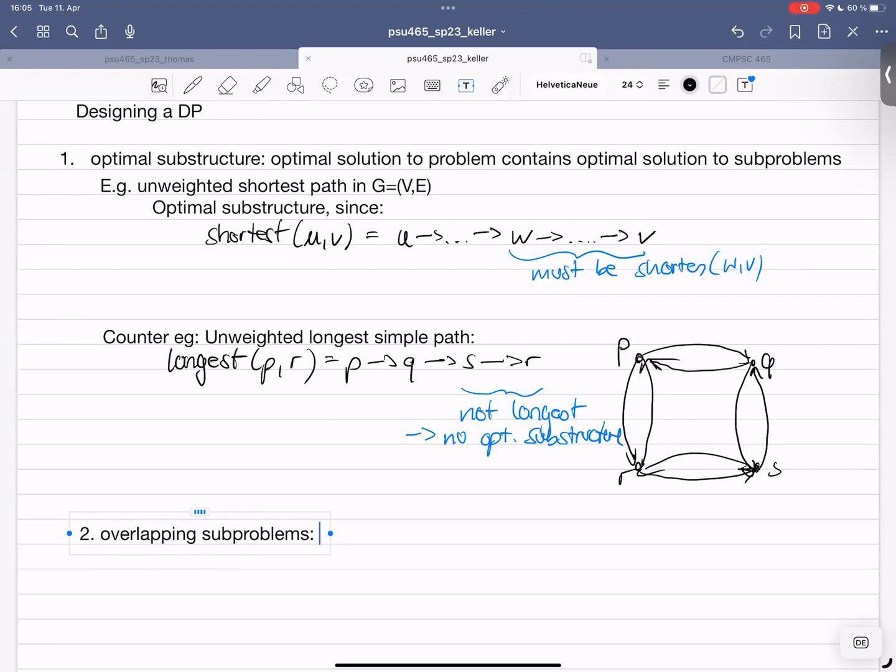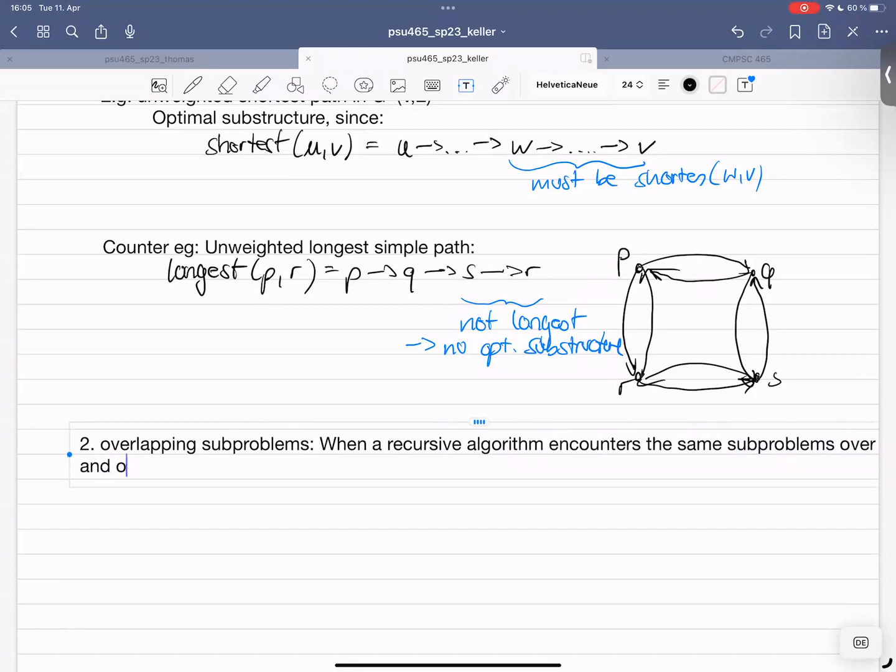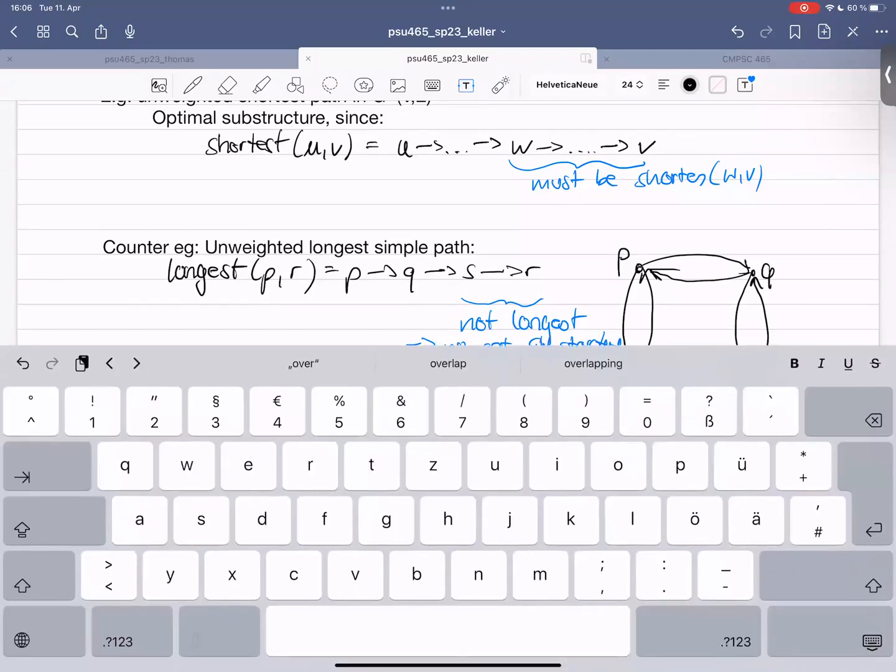And it simply means that if you were to solve the same problem using a recursion instead of dynamic programming, you would solve the same subproblems over and over. So if you would use a recursive algorithm, it would encounter the same subproblem over and over. So here's an example, and then we can go back to the example that we've been working on.